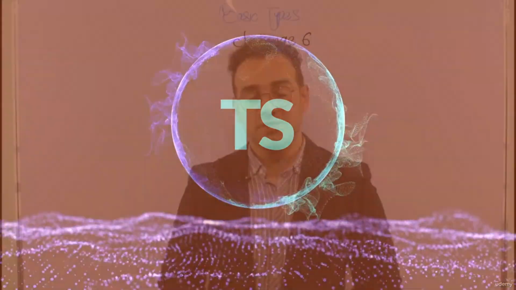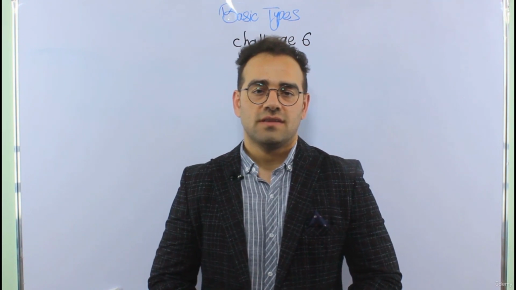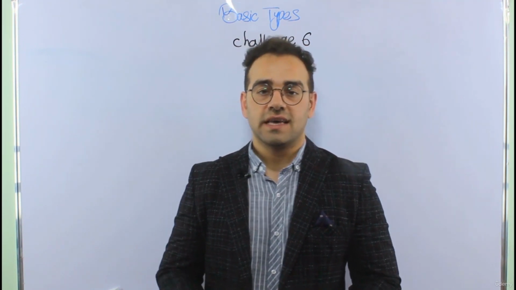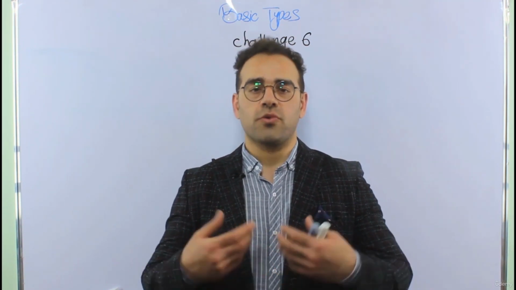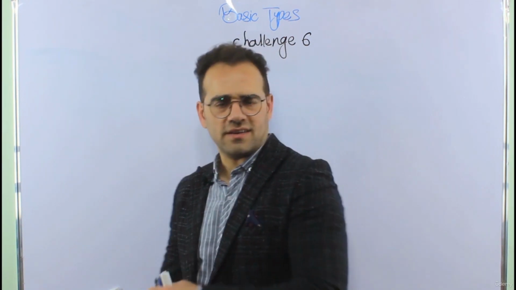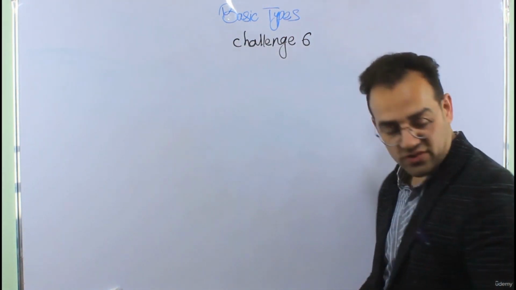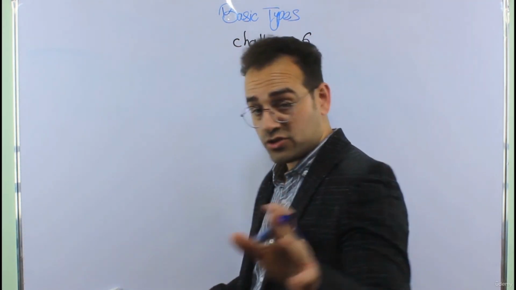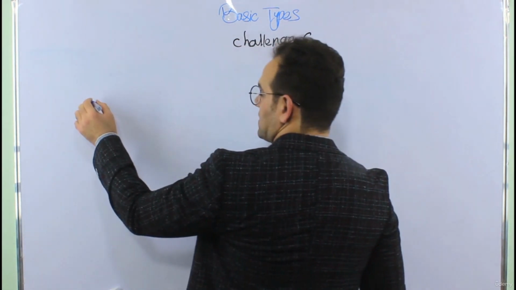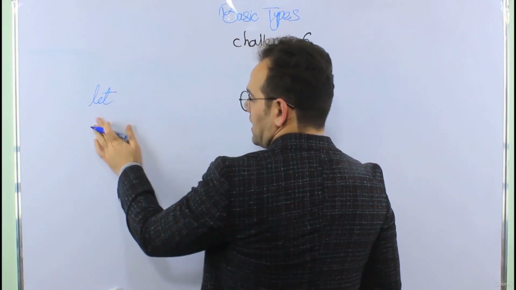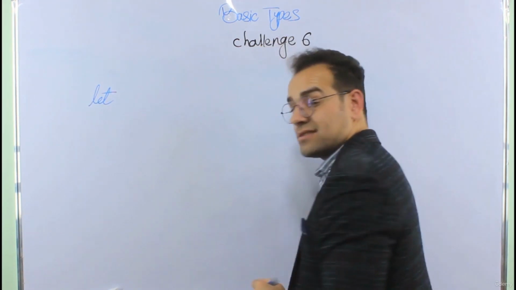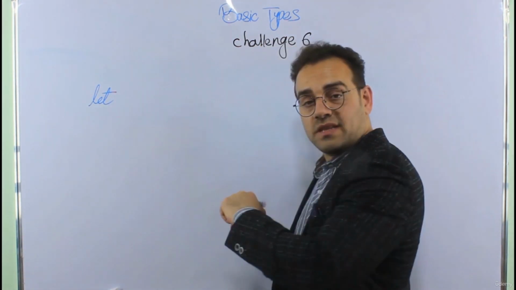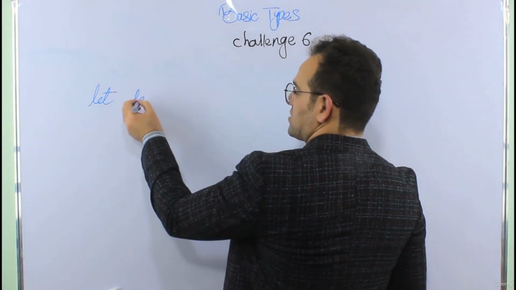Hi everyone, welcome to your sixth challenge. The statement for this challenge says, get the length of an arbitrary string. So let's go ahead and do that. For this one, I would like to create a string. First, we need to decide what is going to be the keyword that is going to create a variable for us, which in this case is going to be let. What is going to be the identifier? The identifier is going to be language.